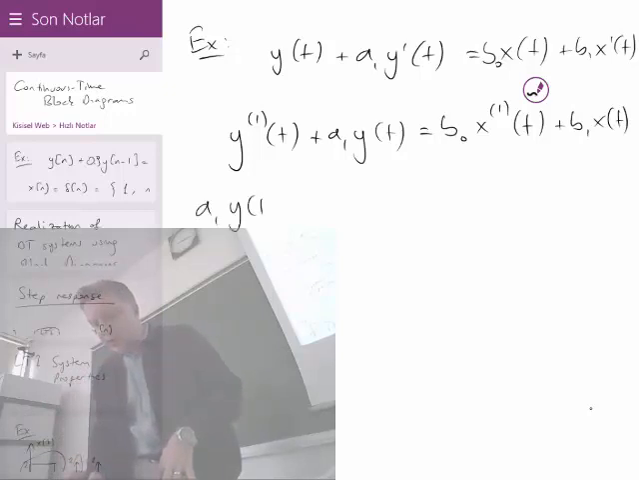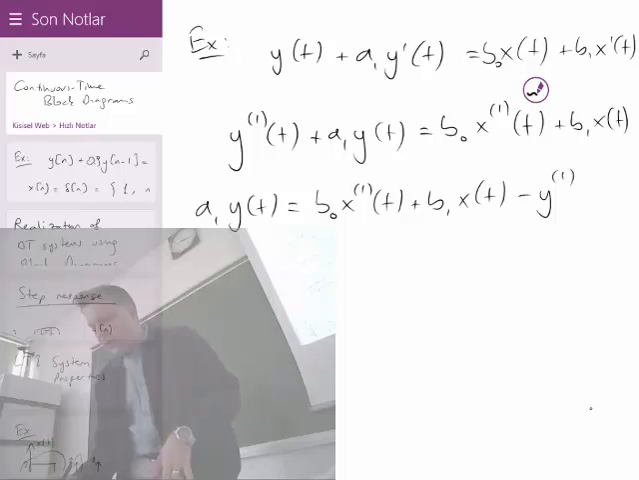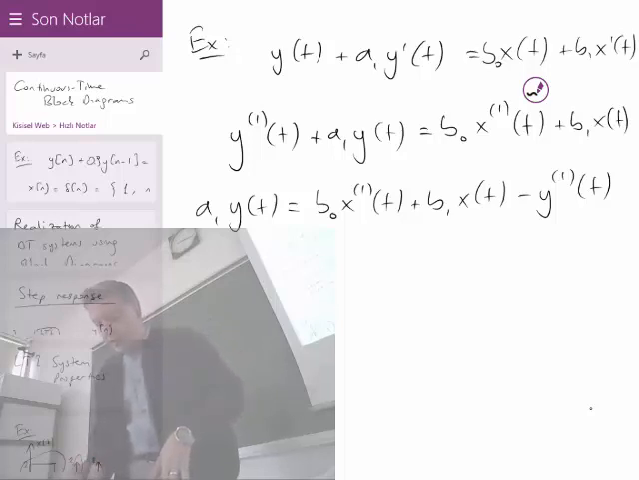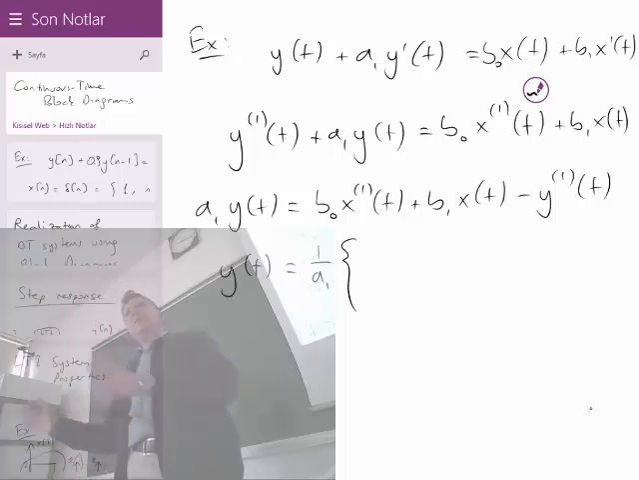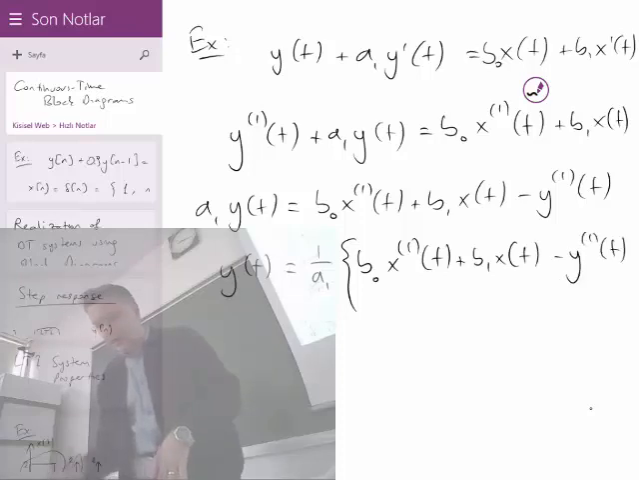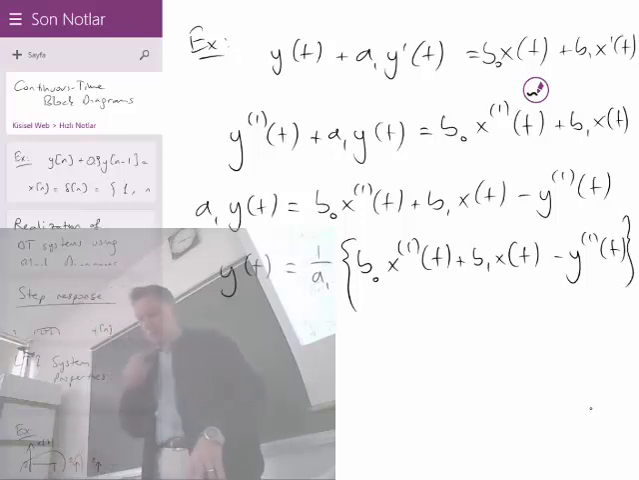a1 times y of t is equal to b0 x1 of t plus b1 x of t minus y1 of t. Okay? We have to first write these, and then y of t will be something strange. It must be equal to 1 over a1 in a big parenthesis the rest: b0 x1 of t plus b1 x of t minus y1 of t.